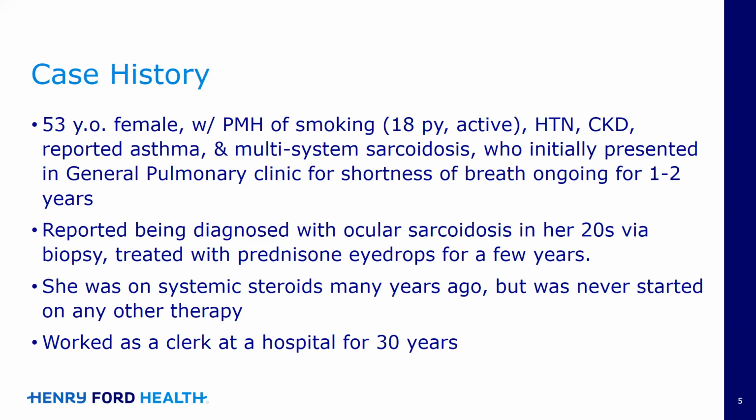She initially presented to the general pulmonary clinic with shortness of breath. It had been going on for about a year or two. The first thing is you're trying to establish the diagnosis, and she actually was diagnosed with ocular sarcoidosis through biopsy early in her 20s. So we're talking 30 years ago, in the 1990s. You're not going to get that report, by the way.